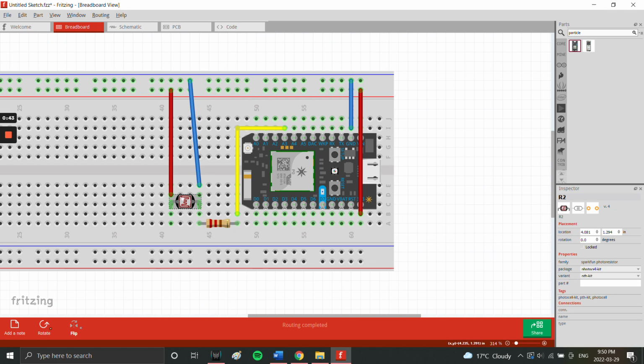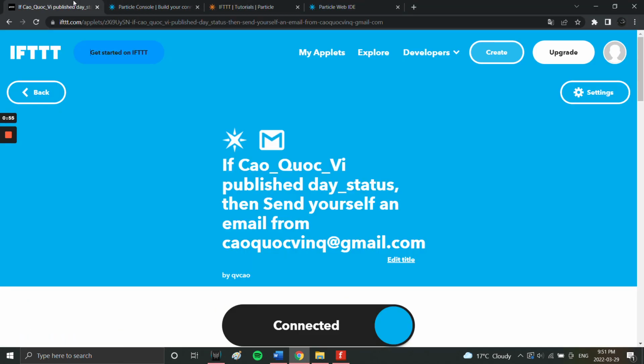This photocell receives the value of luminance and sends it to the Particle Argon. And let's look at the code.